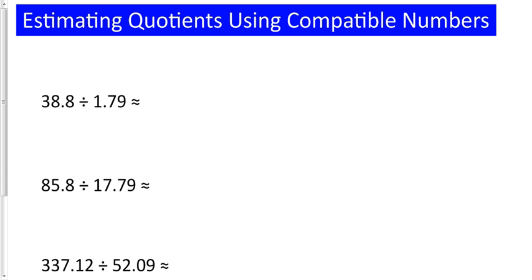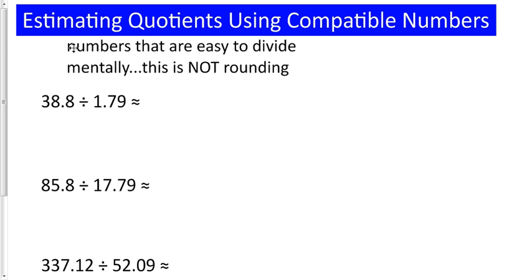And finally, the last way we want to look at estimating is with quotients. We use something called compatible numbers. They're numbers that are easy to divide mentally. And again, this is not rounding. The way this works is I look at 38.8 and 1.79. I might say to myself, oh, well, this is close to 2. And 38.8, well, it's close to 39, but if I make it 38, I can easily divide 38 divided by 2 and get 19.